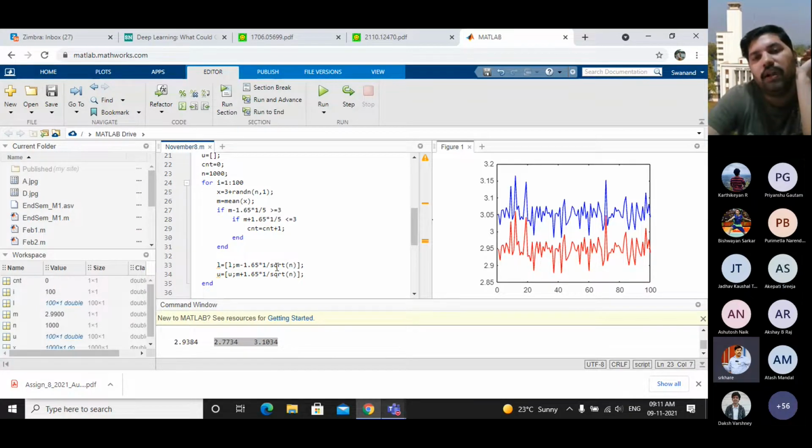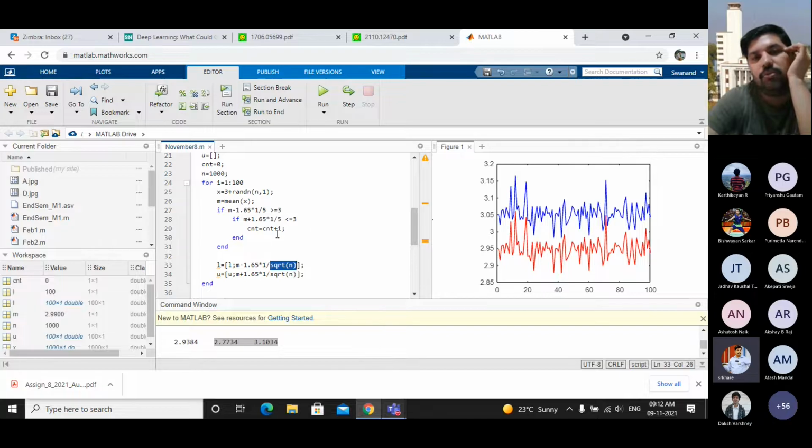Why? Because you are dividing by the square root of n. So instead of 10, now you are dividing by the square root of 1000, right? So you see the range, the length has reduced drastically, to roughly 2.95 to 3.05, right? So that is what has happened.